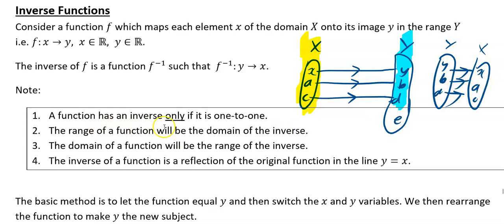And the range of a function will be the domain of the inverse. So what that means is, I'll label this one, this was my f function. The range of my f function was y, b, and d, and the domain of my f to the minus 1 was y, b, and d. Likewise, the domain of the original function was x, a, and c, and now the range of the inverse is x, a, and c.